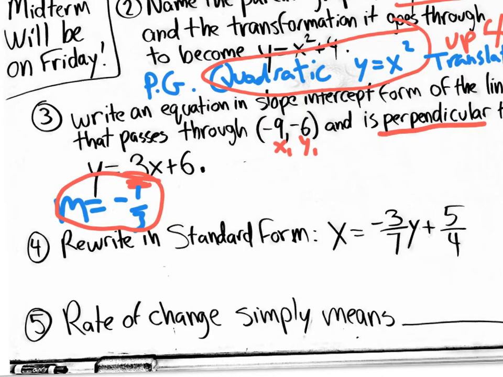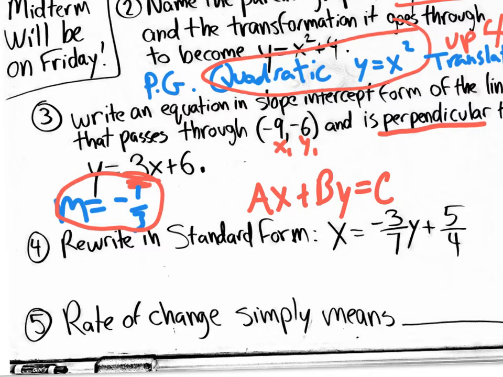Let's move on to number 4, rewriting in standard form. We should all know that standard form is capital Ax plus capital By equals capital C. The capitals are supposed to help you remember that you don't want fractions or decimals. And you also want your A value to be positive at the end of it all.